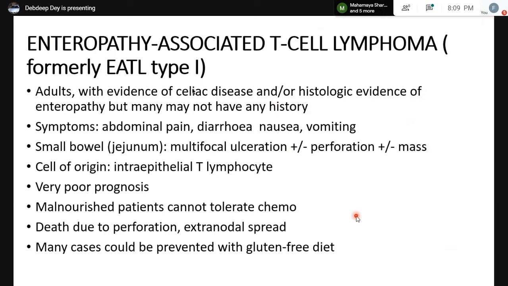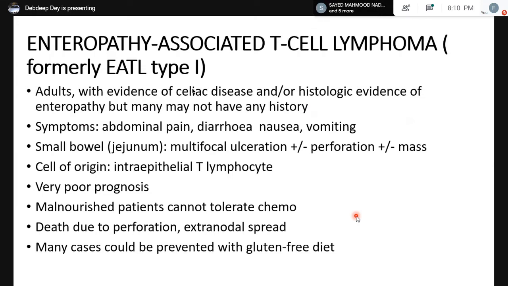Next, we come to the enteropathy type T cell lymphoma, formerly called EATL type 1. If you're practicing in India, you may not get this disease because it presents mainly in the Western population with evidence of celiac disease, but many may not have any history. More importantly, it presents with very non-specific symptoms of abdominal pain, diarrhea, nausea, vomiting. It mainly presents in the jejunum with multifocal ulceration, with or without perforation or mass.